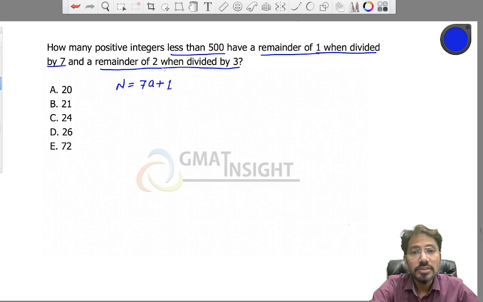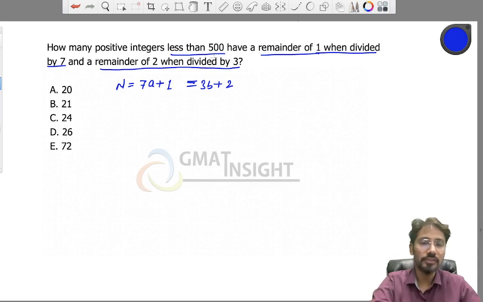And because it leaves remainder 2 when divided by 3, I could also write it as a multiple of 3 plus 2, that is 3b plus 2. Now I know, because I'm talking about the same number, so I just place an equal sign between these two expressions. The question is we have to find how many such numbers we have which are less than 500.